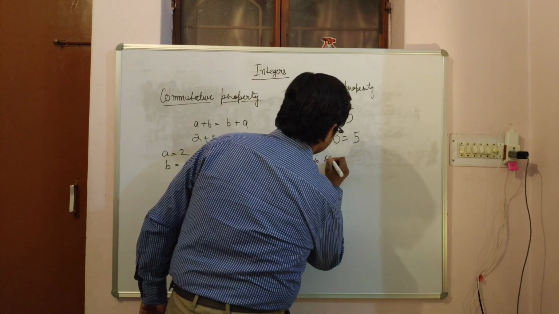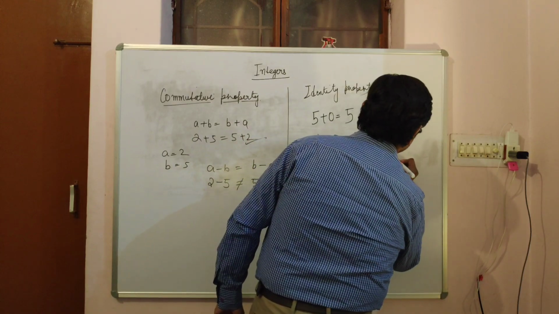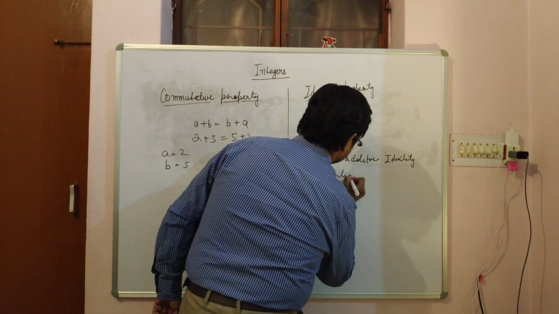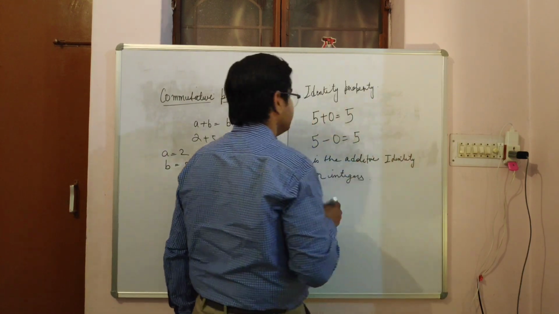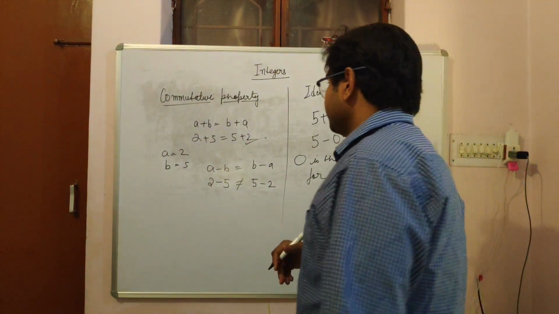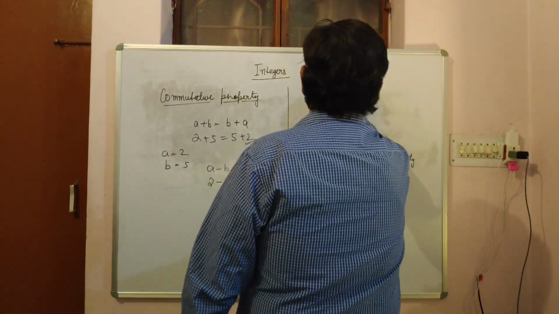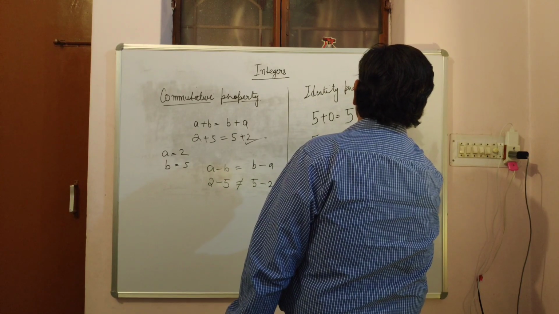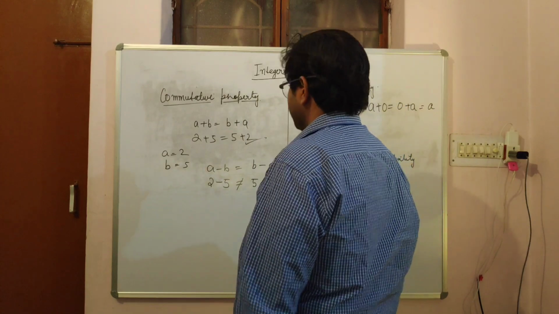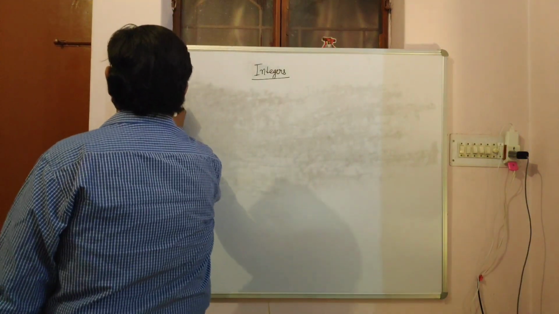0 is the additive identity for integers. That means if we add 0 to an integer, there will be no change in the value of the integer. So, if you need to write in the general form, that is a plus 0 equals 0 plus a equals a. Now, after this we have the associative property.